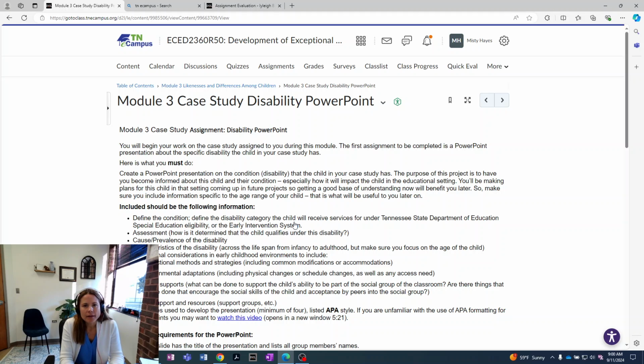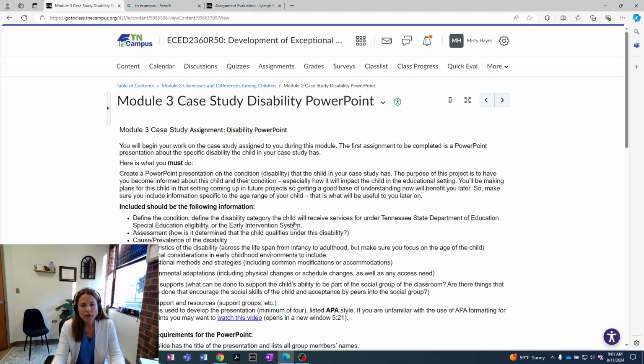As you begin thinking about your child and you go through the lessons, I want you to think about the purpose of what I'm having you do here. You have to be informed about the disability, the child, and their condition. That's why you have those profiles there. You really think about the impact that the disability is going to have on that child in this setting. How will they interact with their peers? What supports will need to be made later on down the line? So it's important for you to have a good base knowledge.